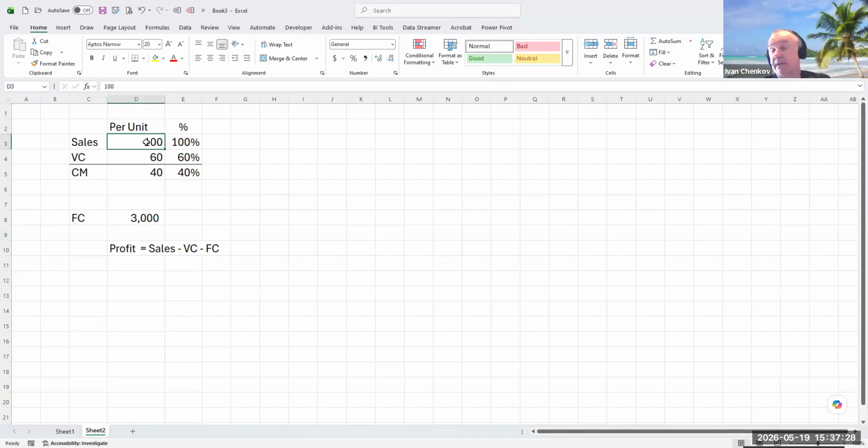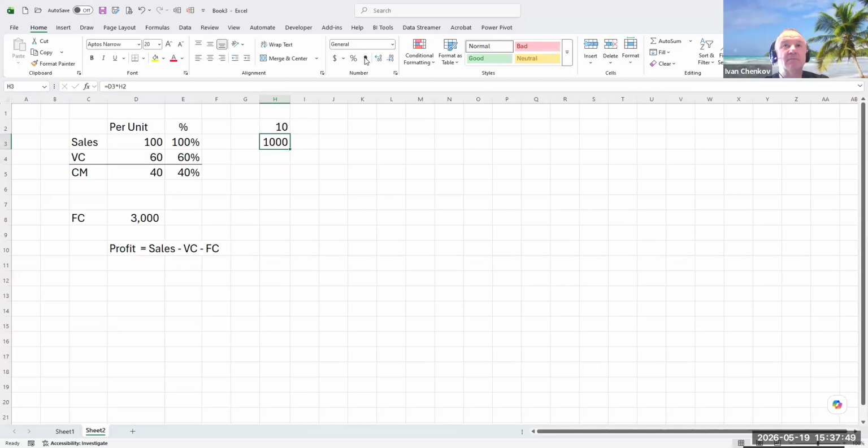But my sales price per unit stays the same. So how can I increase the sales? By selling more units. That's the only option I have. If I sell more units, now let's say if I sell 10 units, what's going to happen now? My sales are going to be 100 times 10. My sales are going to be $1,000 now.